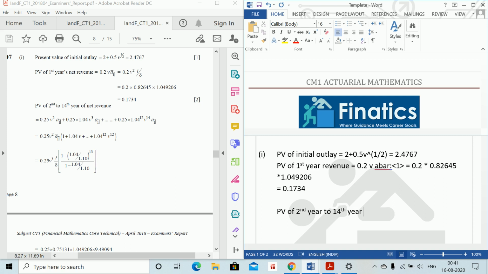then present value of second year to 14th year's revenue. So net revenue, which is written here, is equal to 0.25 into V square A bar is to 1. Now every time you do not need to write A bar 1 also. If you remember, you can just copy and paste it from here. Plus 0.25 into 1.04 into V to the power 3 A bar is to 1.